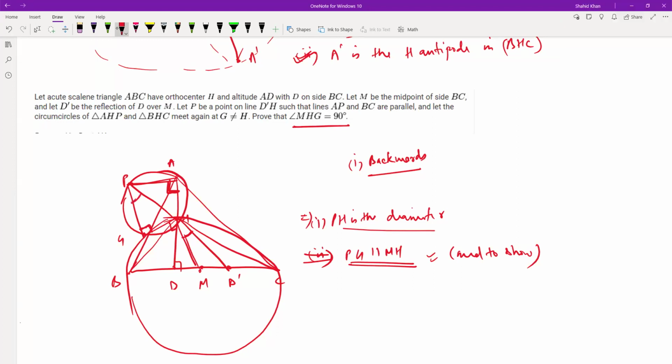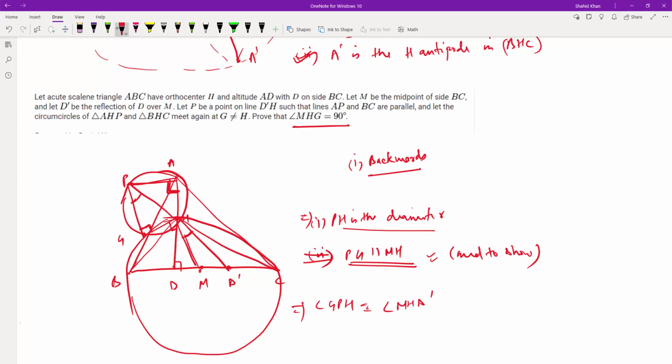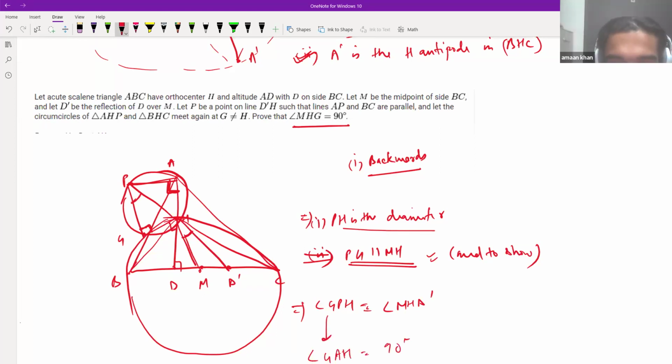GPH is equal to MHD'. How? Because we need to prove that they are parallel now. Oh, okay, you are trying to work backwards. So MHD', and we also know that GPH is equal to GAH, which is equal to 90 minus angle ABC. So you need to show that.